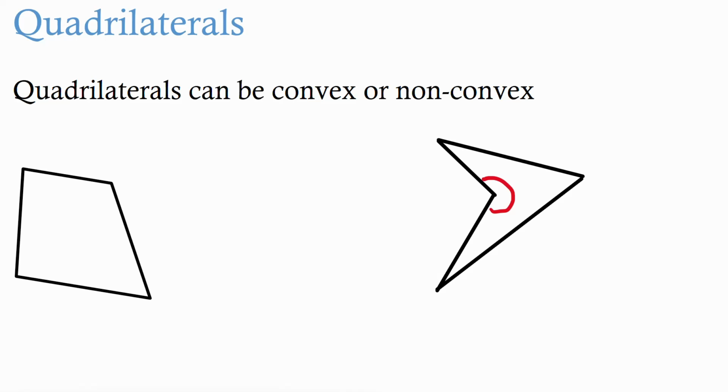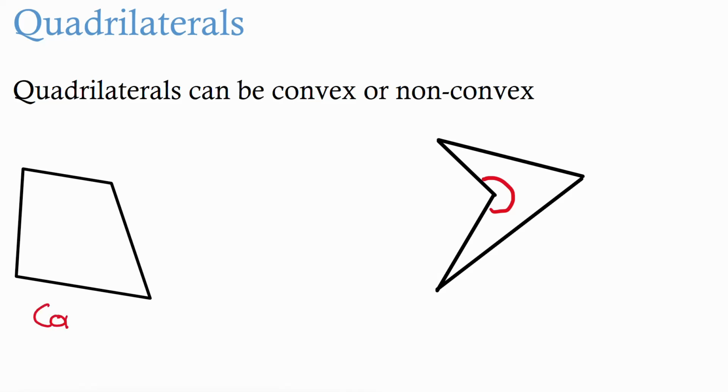In this video, we're looking at quadrilaterals. So a quadrilateral can be convex or non-convex. Now, before I even go any further, what is a quadrilateral? It's a four-sided shape. So, on your screen you see two shapes. They're both quadrilaterals, except one's convex and one's non-convex.